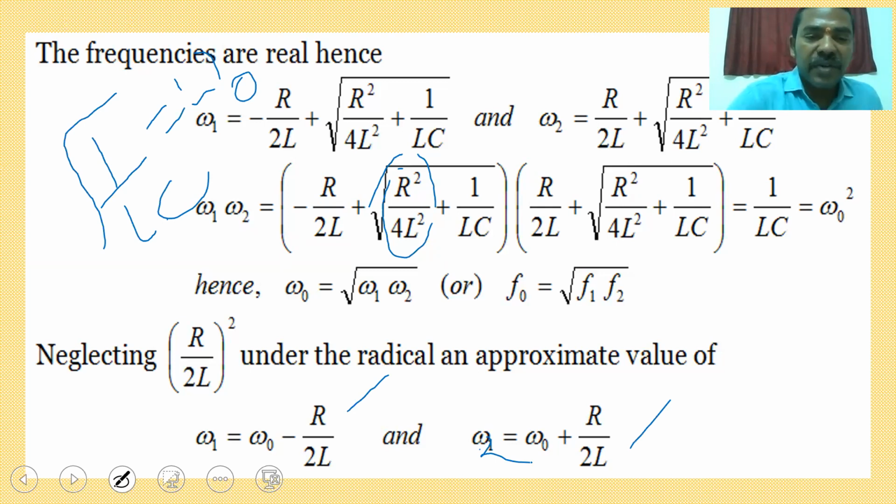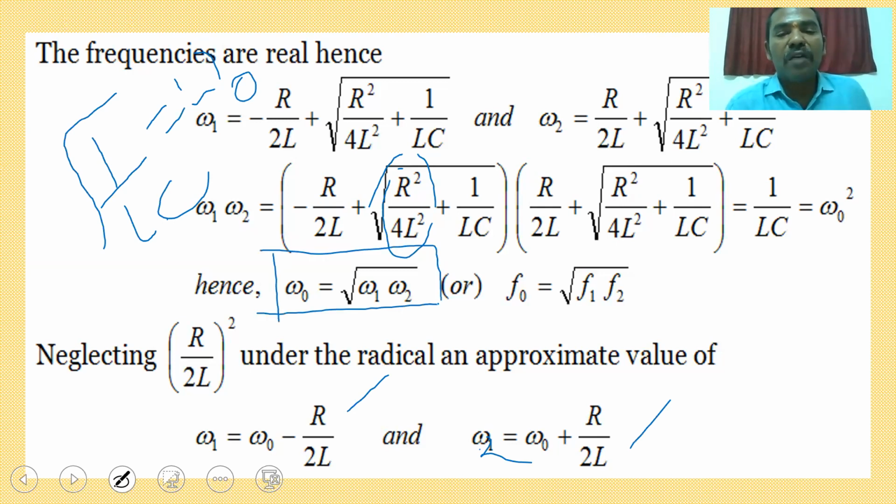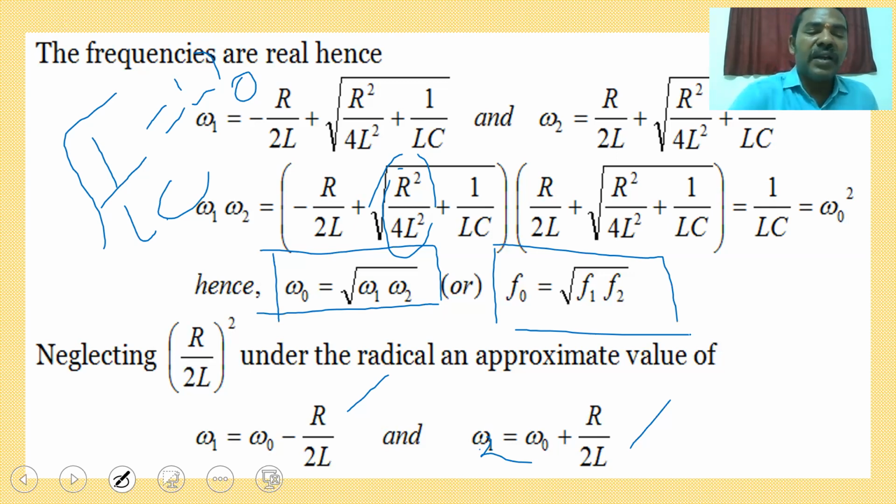So these equations are most important. Omega naught is equal to root of omega 1 into omega 2, or in terms of frequency, f naught is equal to root of f1 into f2. Similarly, omega 1 is equal to omega naught minus R by 2L, and omega 2 is equal to omega naught plus R by 2L.